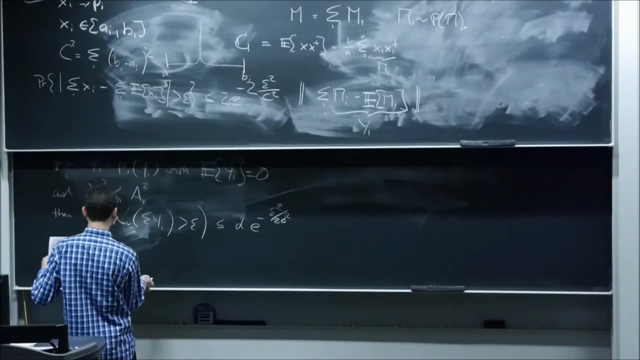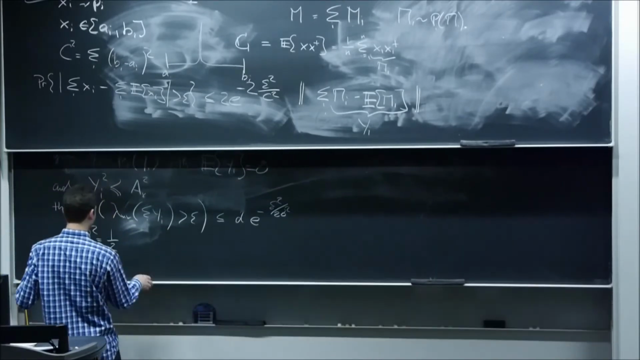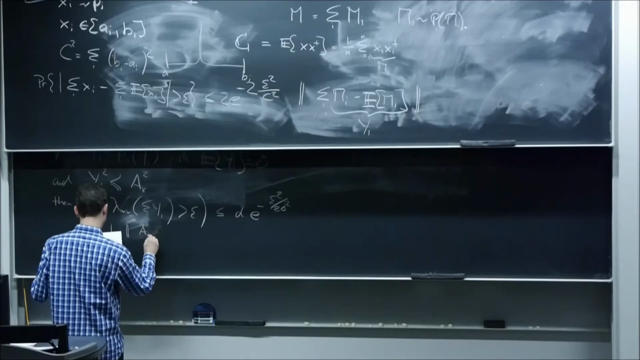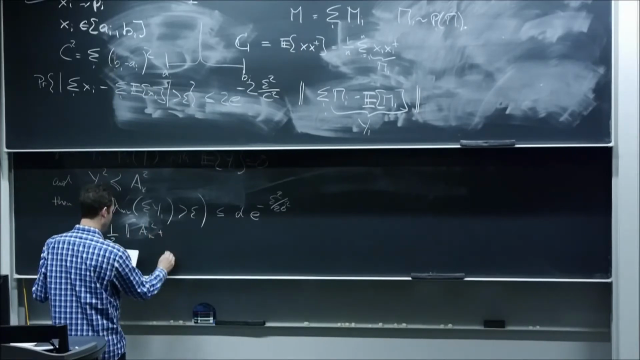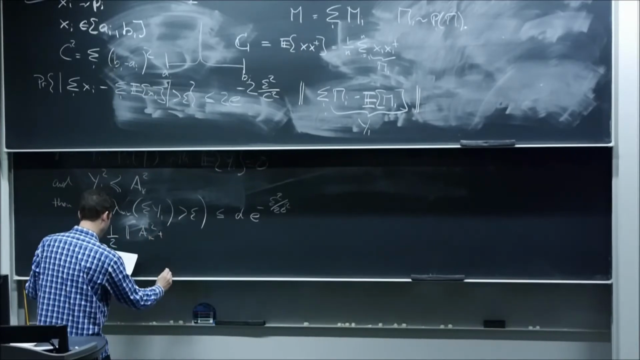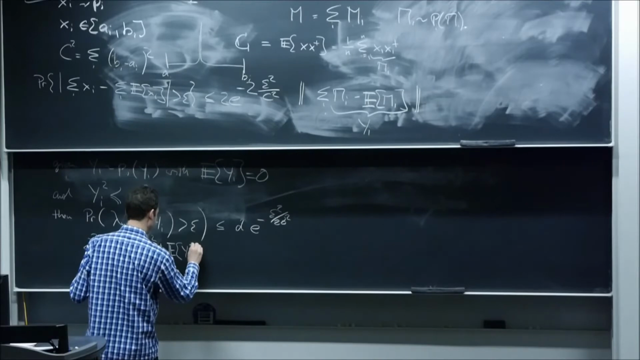So this is nothing else than the sum over a_k squared plus the expected value of those y_k squared.